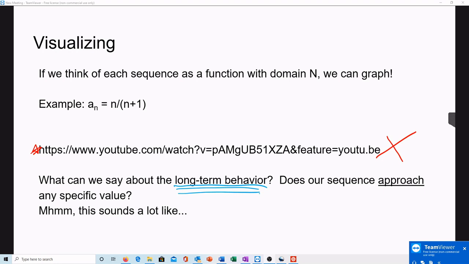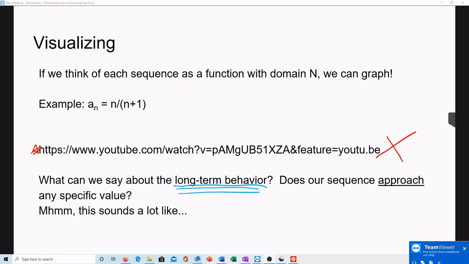This is the same as when you learned it with functions. When I used to ask that, I'm asking, okay, in the long run, as you plug in bigger and bigger values, what does the function do? I'm asking the same thing here. What does the sequence do in the long run as I plug in really, really big numbers?